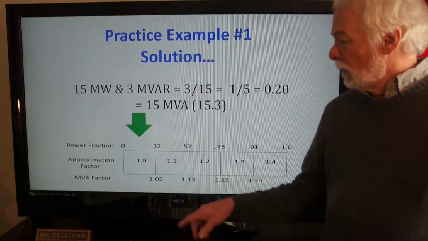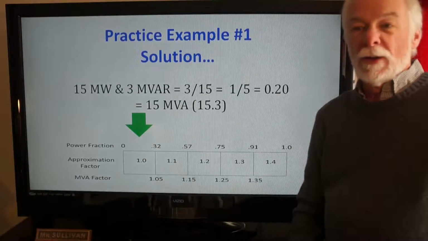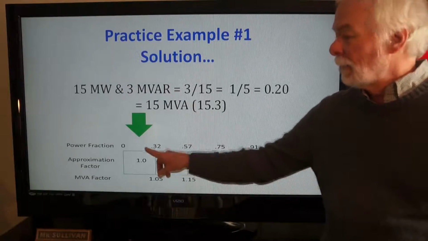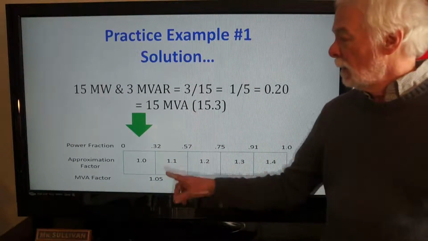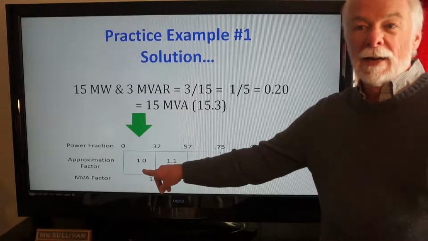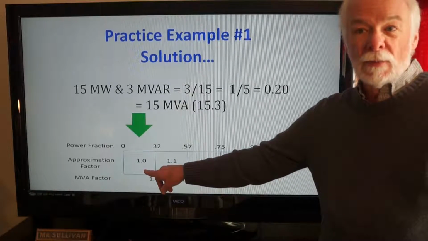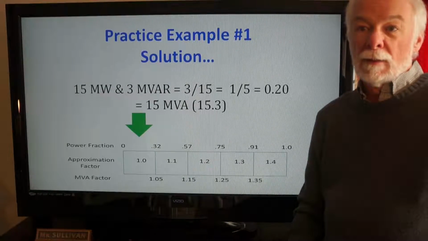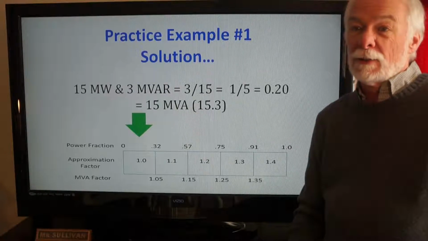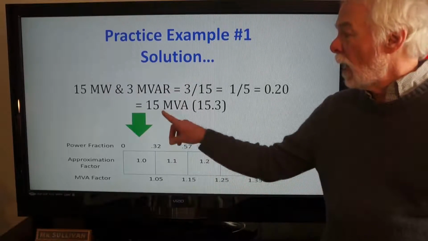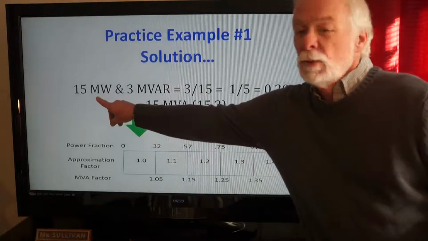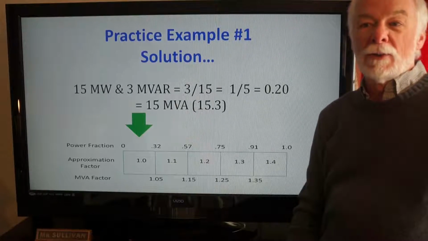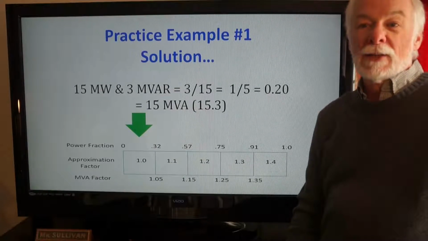And in this case, you'll see where the green arrow is, 0.2 is going to fit about halfway between 0 and 0.32. So we stop right there, and we look in the box below to get our approximation factor, in this case 1.0, or simply 1. Now in step 3, we use this factor of 1 to multiply times our base, the larger of the 2 numbers, in this case 15, and we get an approximate value of 15 MVA as our answer.